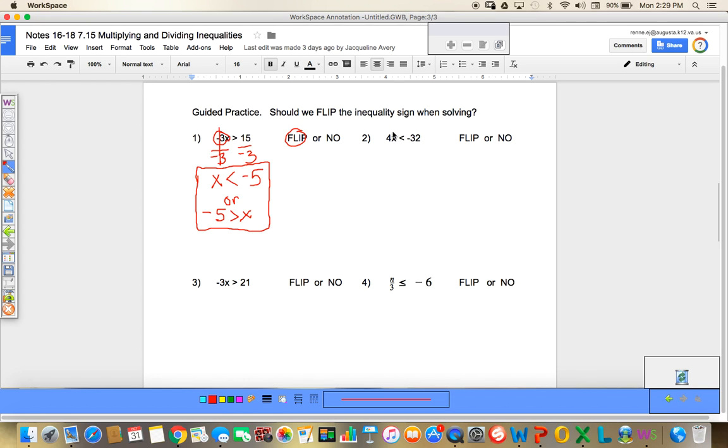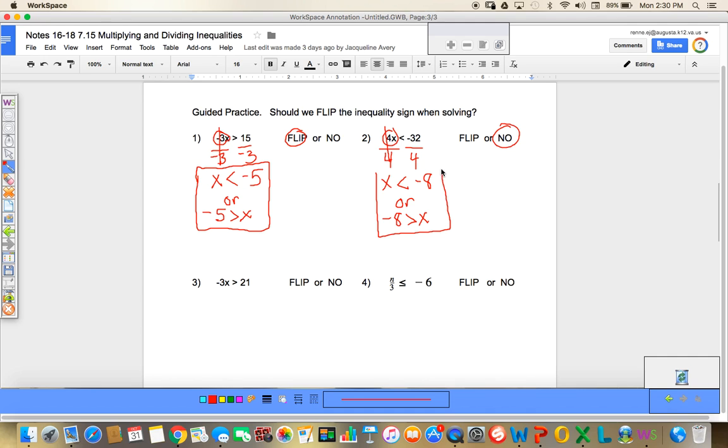Okay, so first step is circle the variable, and this time it's positive, so we are not going to flip. Okay, so the opposite of multiplication is division. We're going to divide both sides by 4. 4 divided by 4 is a 1 in disguise. We're not flipping, so it's less than. And -32 divided by 4 is -8. Or we could say -8 is greater than x.